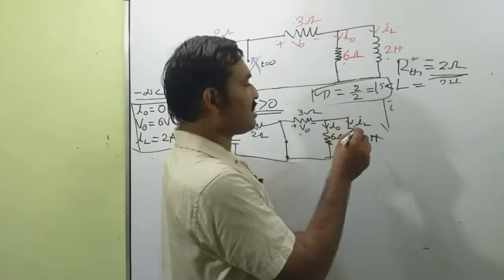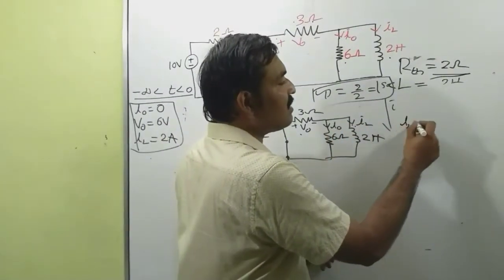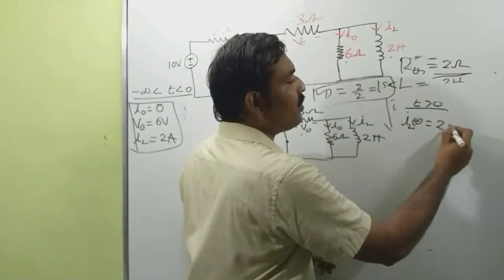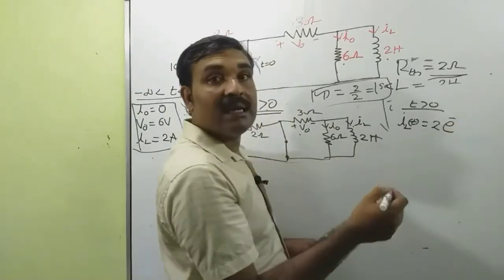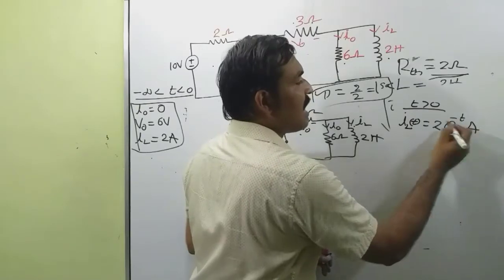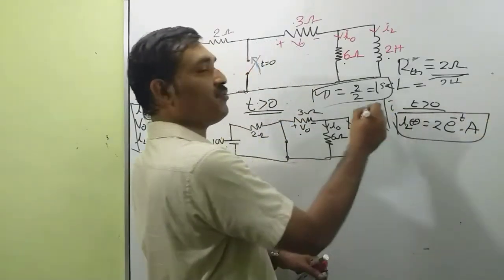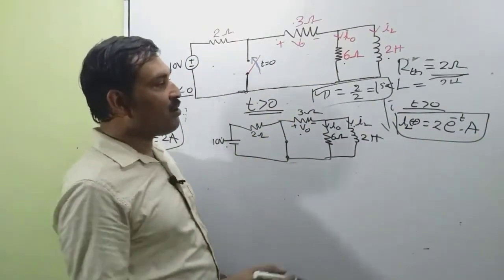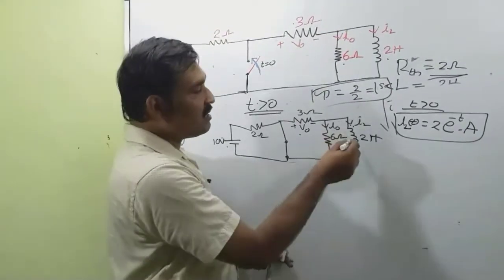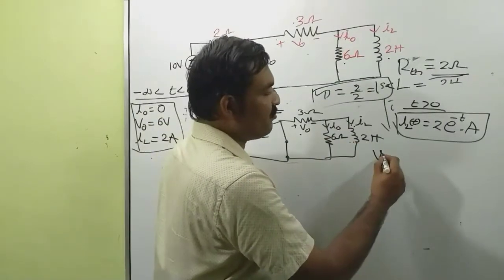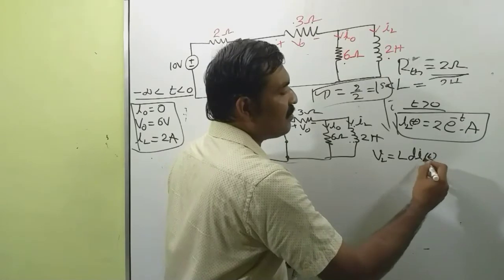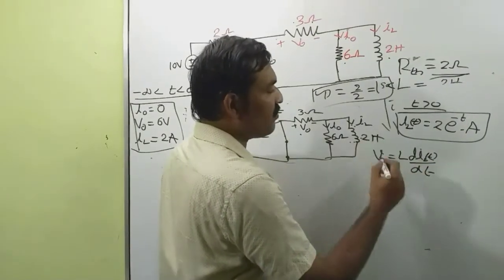You can write the expression for current IL of t for t greater than 0 as 2 into e raised to minus t by tau. Tau is equal to 1. So this is equal to 2 e raised to minus t amperes. So this is the expression for current. Now we want to find the voltage across this inductance. That means voltage across this inductance VL is equal to L dIL by dt.